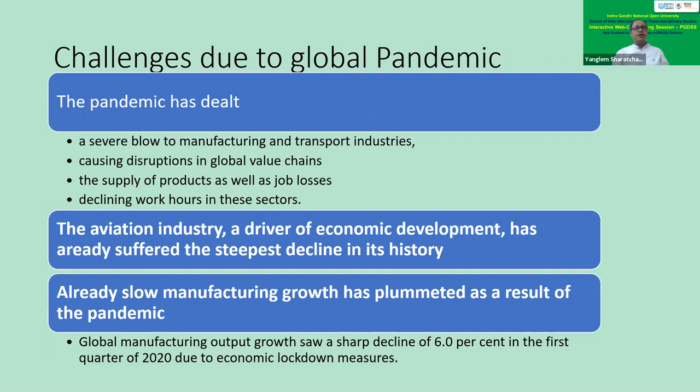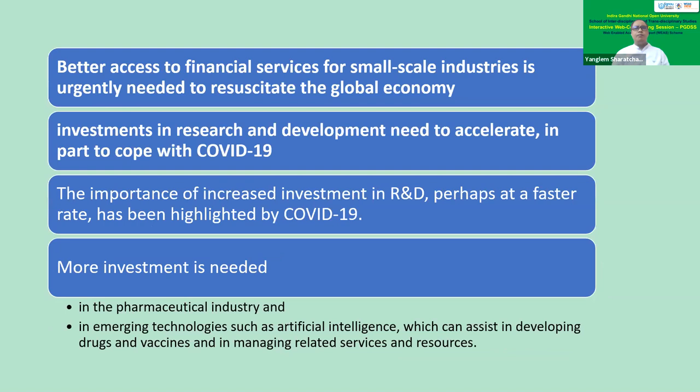Unfortunately, we are facing a lot of challenges during this global pandemic. It has dealt a severe blow to manufacturing and transport industries, and caused a disruption in global value chains, the supply chains of production and consumption, which suddenly break. Supply of products has suffered and job losses are happening. We see a declining workforce in some sectors, the aviation industry is affected, and manufacturing growth is already declining. This is what we are facing during this global pandemic.